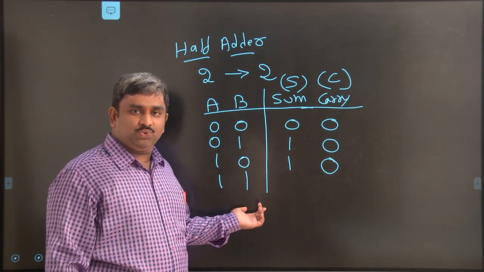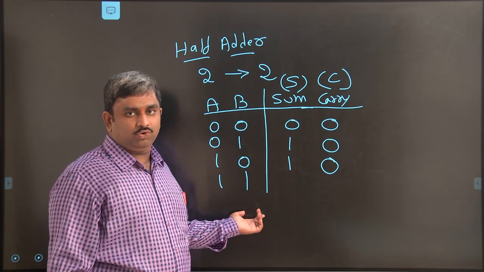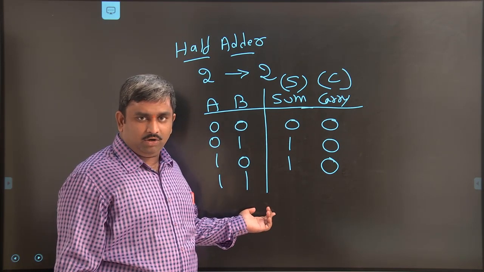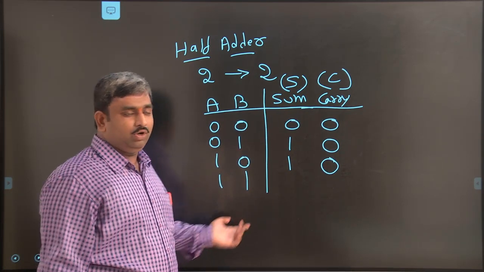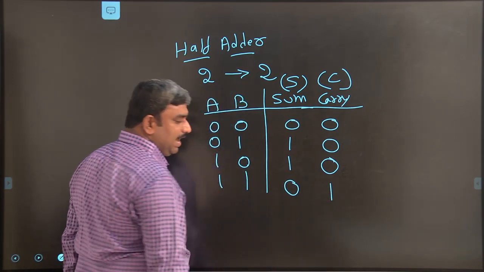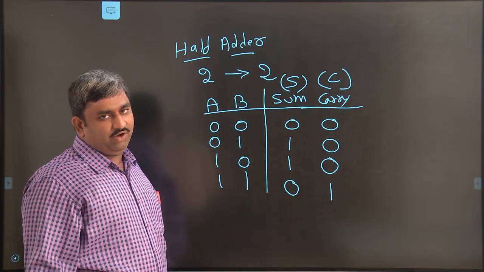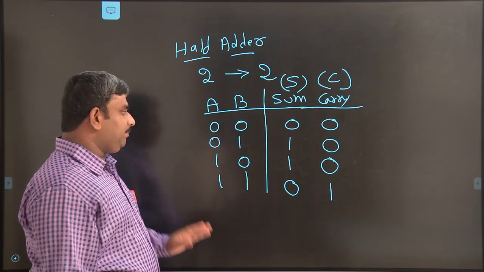Next, 1 plus 1. 1 plus 1 is equal to 2. But in binary, 2 is not available. What is 2 equivalent in binary? 1 0. So in this 1 0, 0 is the sum and 1 is the carry. So this is the truth table for the half adder, sum and carry.